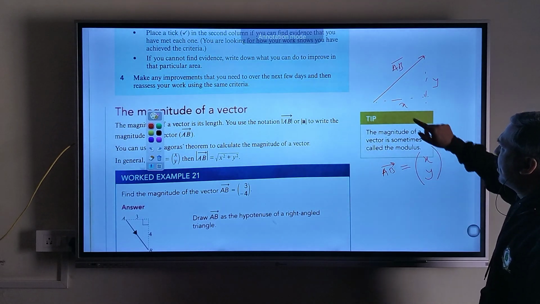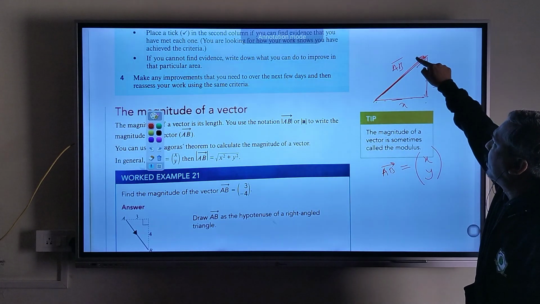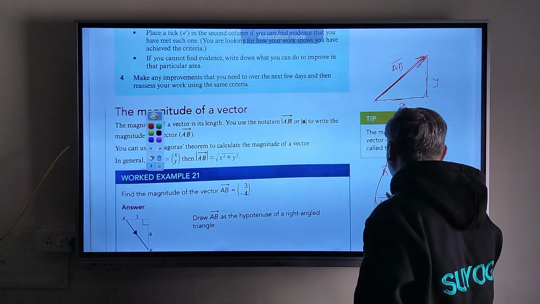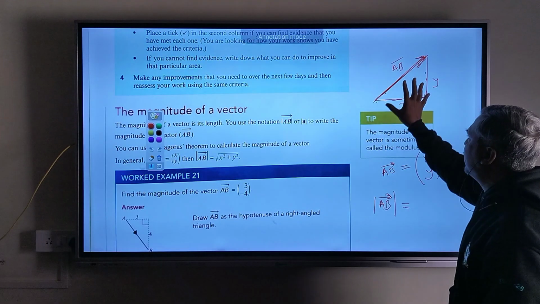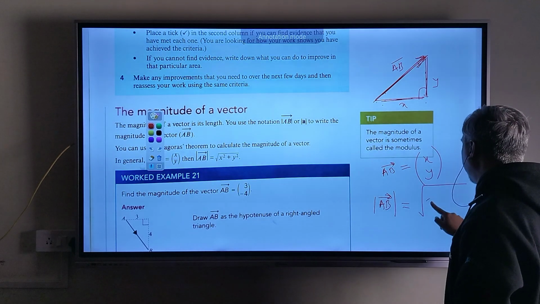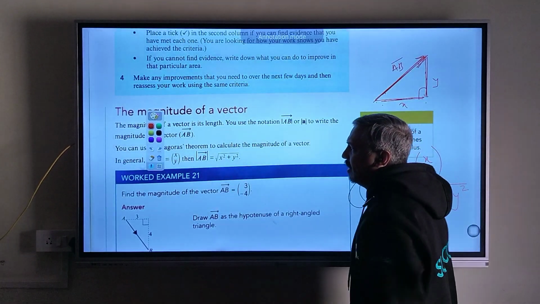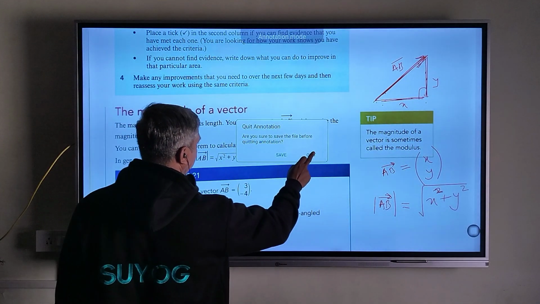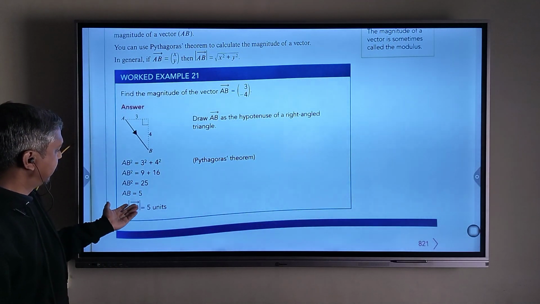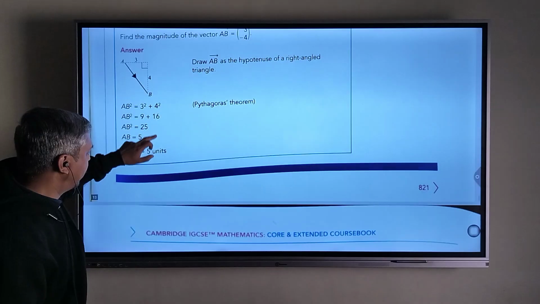Now if this is true, then this is x and this is y. And this is the length of the vector, which is the magnitude of the vector. So the magnitude of vector AB bar is equal to this length. But this length is equal to, using Pythagoras theorem, x squared plus y squared under root. This is exactly what is being written here. So you can get the magnitude of the vector. Magnitude is always taken as positive because we are talking about the length. Length will not be negative.